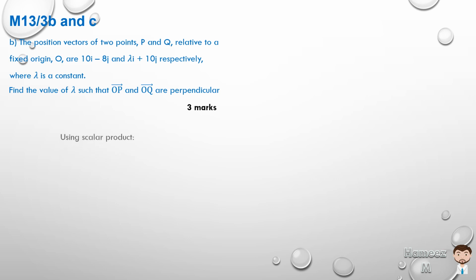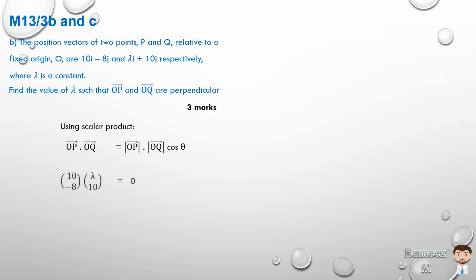So if we're using the scalar product, also known as the dot product, then we can say that OP dot OQ is equal to the length of OP times the length of OQ, or mod OQ, cos theta. And we know that theta is 90 degrees. As such, cos 90 works out to be 0. So the whole right-hand side of this equation will be equal to 0. So we can rewrite it substituting the correct values. (10, minus 8), because OP was 10i minus 8j, dot (lambda, 10), because OQ is equal to lambda i plus 10j, is equal to 0.